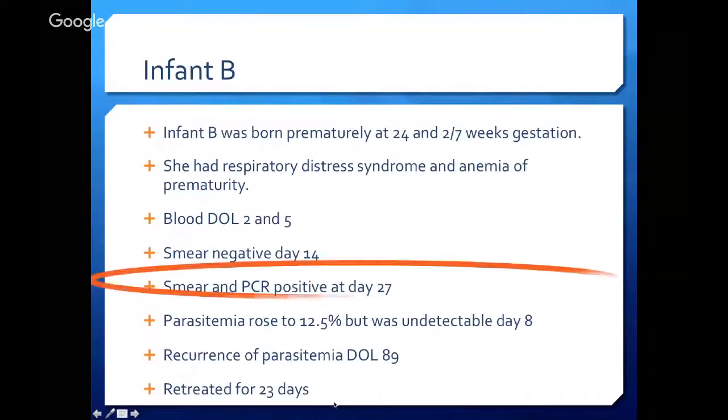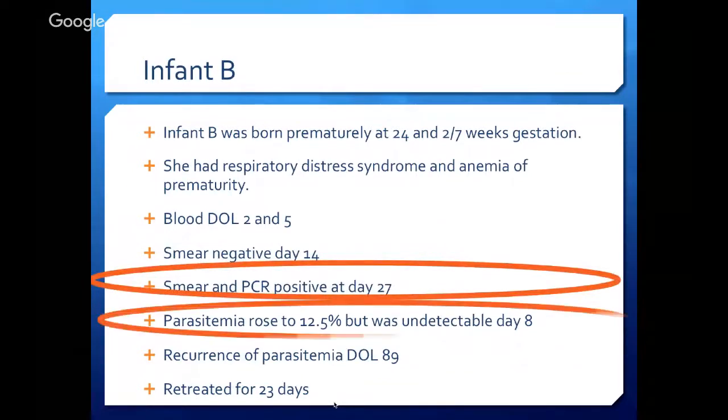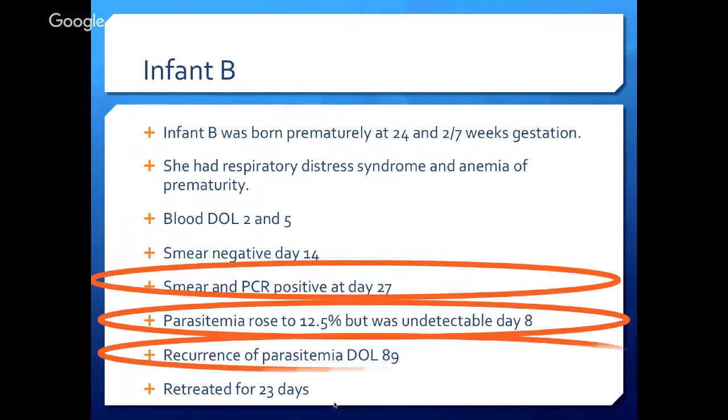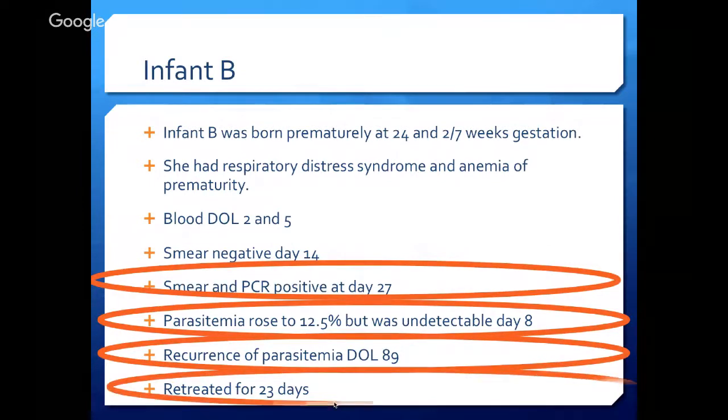infant B received blood from the same donor. At 24 weeks and 2 days, the baby was presenting with respiratory distress syndrome, anemia, prematurity, got blood at day of life 2. They'd been alive for 2 days, and day of life 5. The smear didn't show anything at day 14, but at day 27, the thick smear showed the parasites, and there was DNA called PCR. They showed the DNA of Babesia. So the parasites in the red blood cells were detectable. In fact, 12.5% of those red blood cells were infected with parasites.